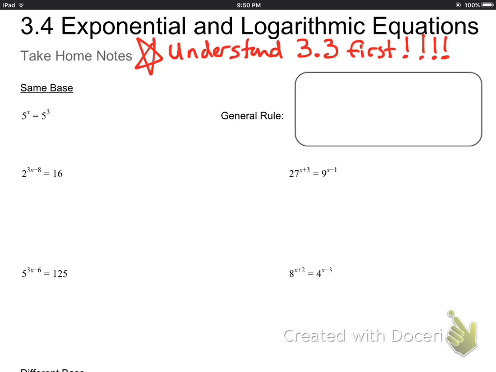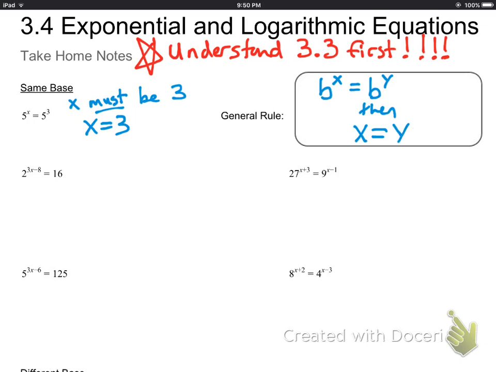And the first idea I want to tackle is the idea of the same base, okay? You see this equation right here, 5 to the x equals 5 cubed, or 5 to the 3. The only thing x can be is 3, right? So it seems pretty obvious there, but it's a really neat little rule. Here's the general rule. If b to the x equals b to the y, then x equals y. It's a very nifty, helpful rule in many situations. So let's see how we can use this.